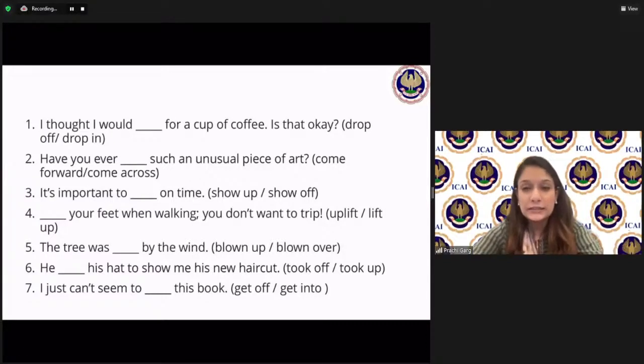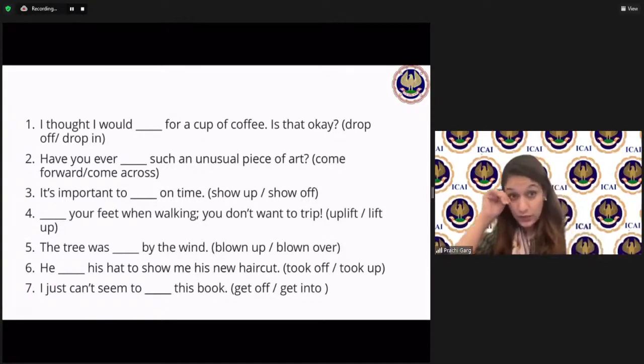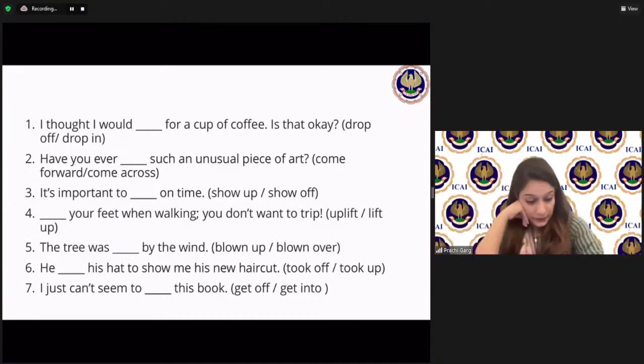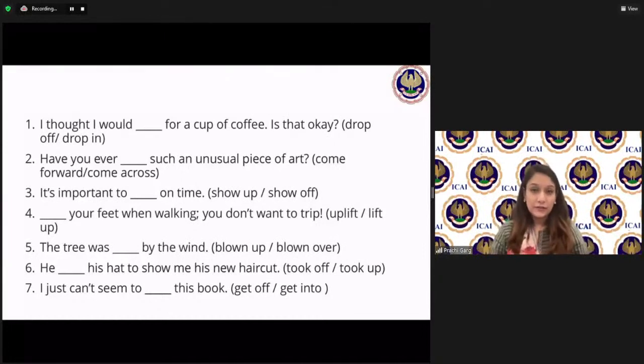Three are left. Quickly. The tree was blown up by the wind. Blown up means to destroy. He took off his hat to show me his new haircut. I just can't seem to get off this book. Like, I cannot leave this book. I just want to read and read and read.